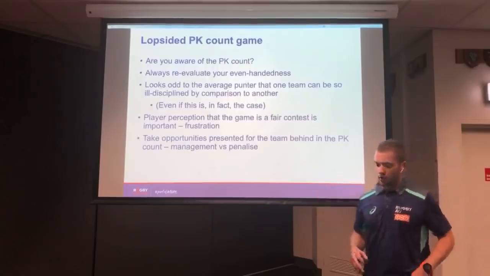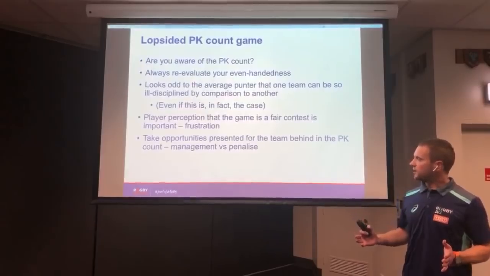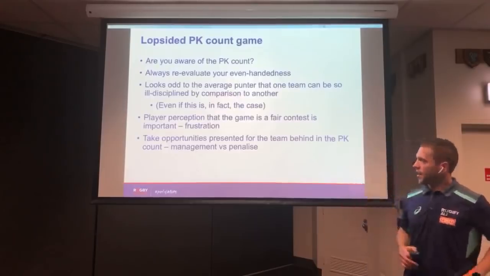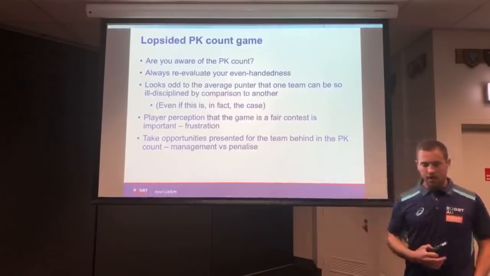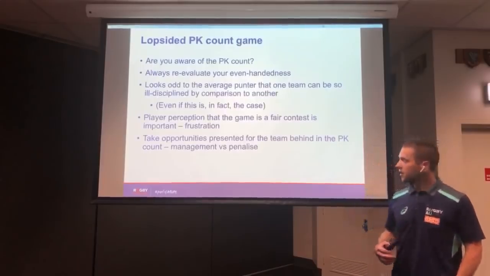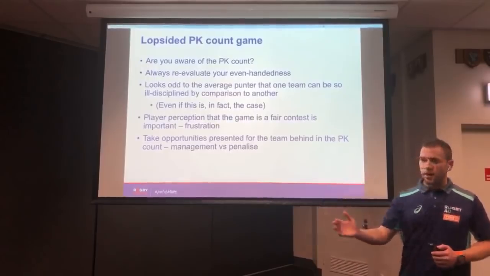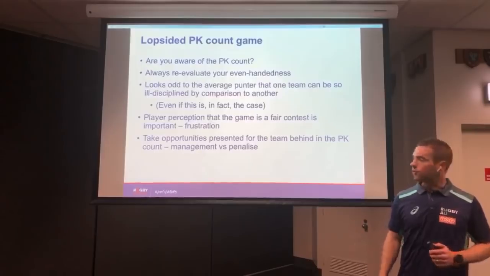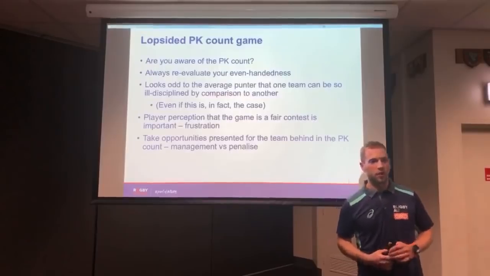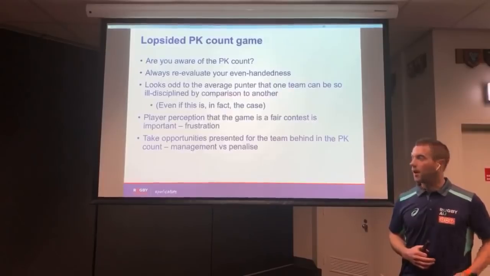So our point on the lopsided penalty count is maybe looking for opportunities presented for the team that is behind in the penalty count. An example of that might be we've got the red team, they've got one penalty and the blue team have got 20. So the red team have the ball and the blue player doesn't roll away at the tackle. What are we doing here? Are we going to manage it out or are we just going to blow the penalty? I think a lot of us would just blow the penalty and then we get the blue team where they need to be.